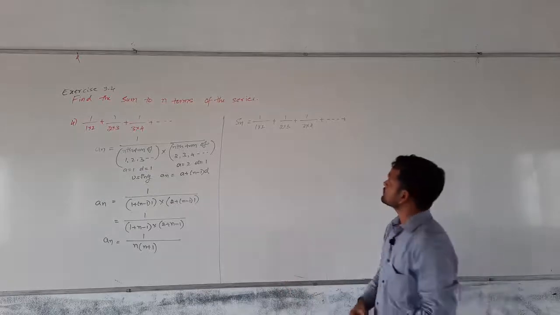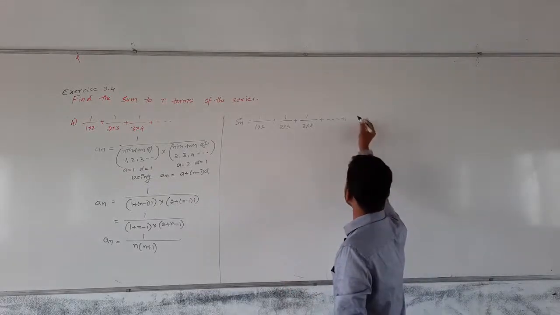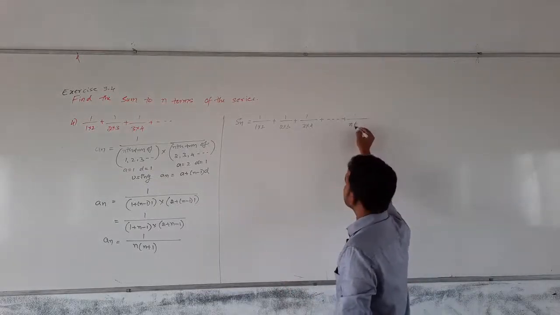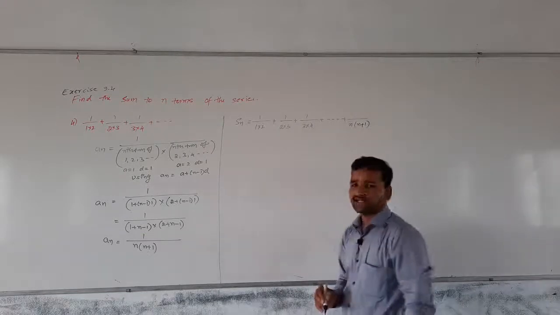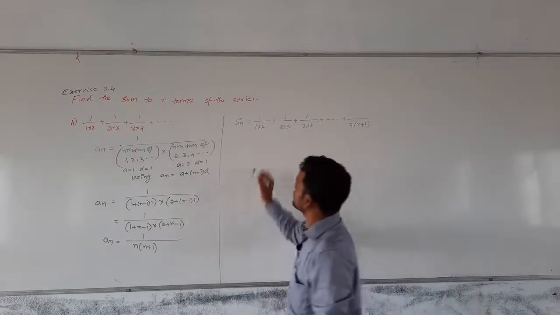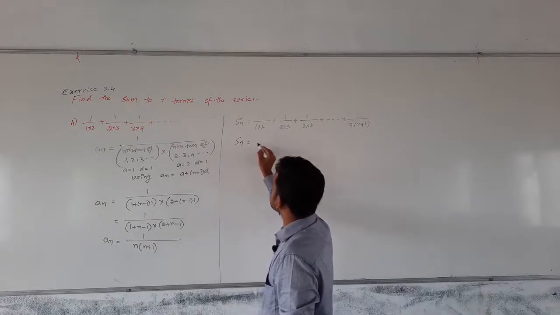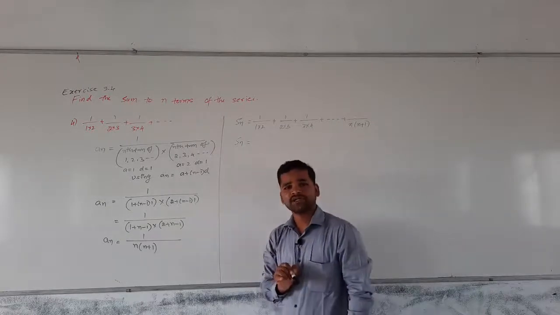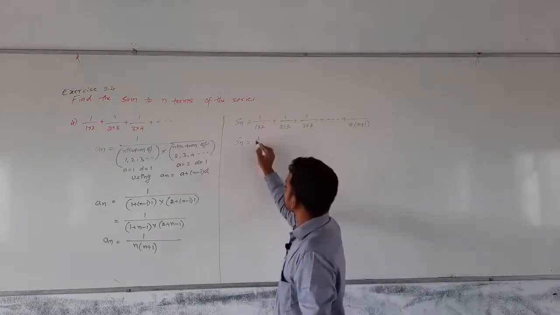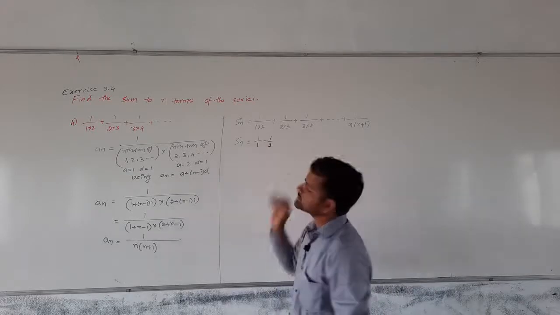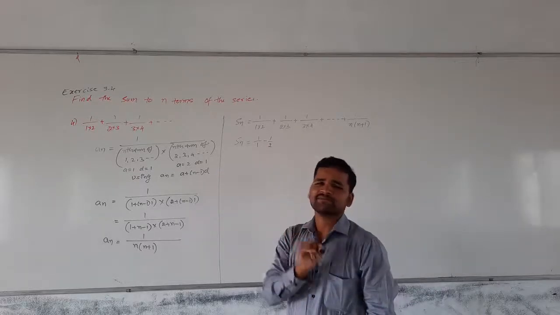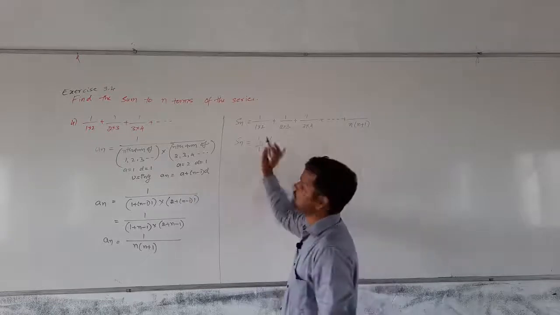So what is the last term? 1 by n into n plus 1 is the last term. Okay, by the method of partial fractions I will write this 1 by 1 into 2 as 1 by 1 minus 1 by 2. This is the partial fraction method. This is one complex part.